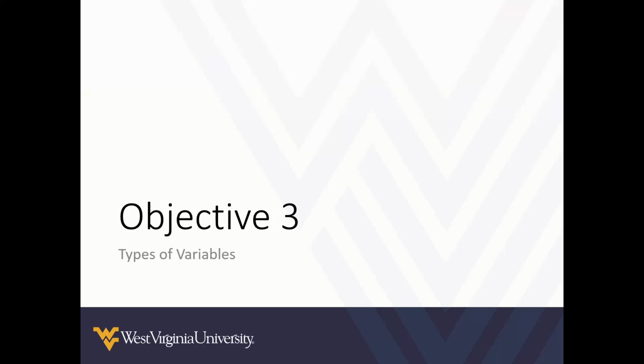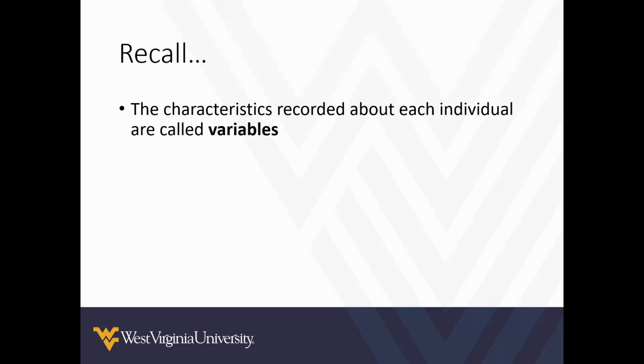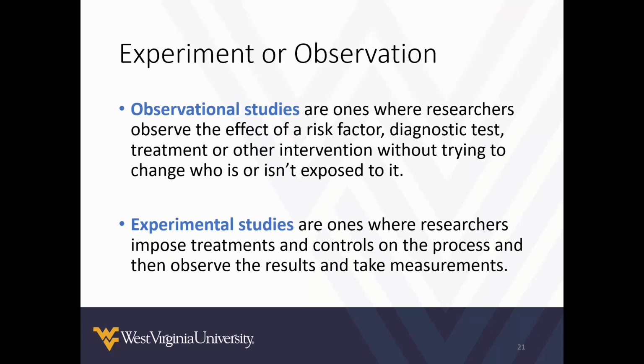So as I mentioned, we are collecting information on variables, which means we now need to know what kind of variables we'll be looking at. We can recall that characteristics recorded about each individual are called variables. To understand the collection of these variables, we need to take a step back and understand what kind of studies we might be looking at and what kind of variables they might produce. In general, there are two types of studies we think about in statistics: observational studies and experimental studies.